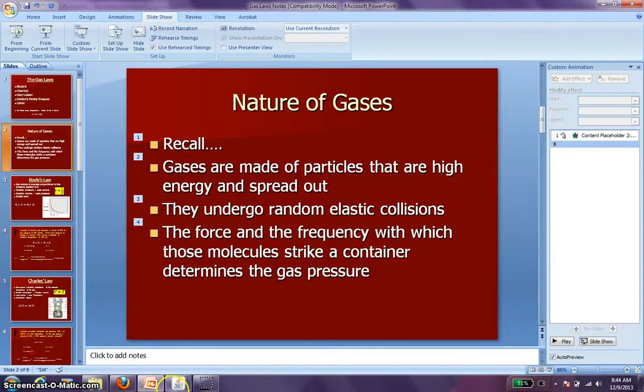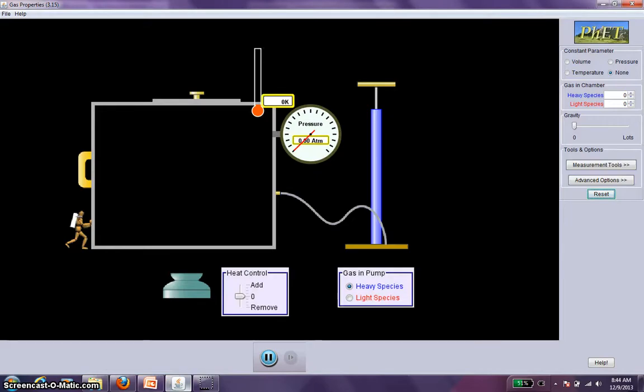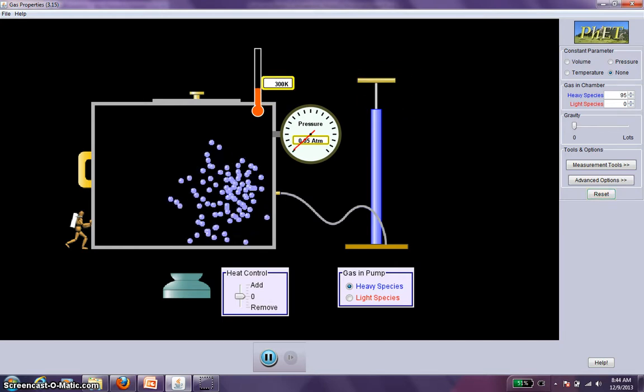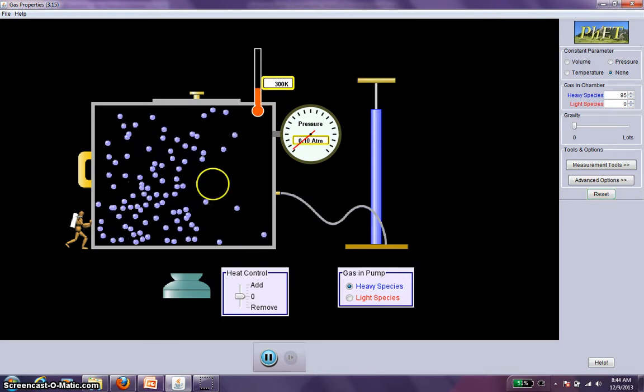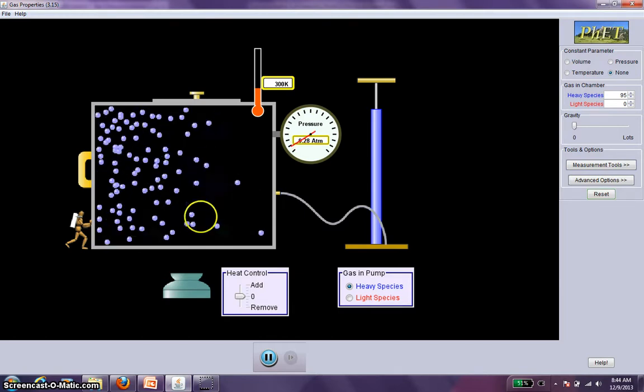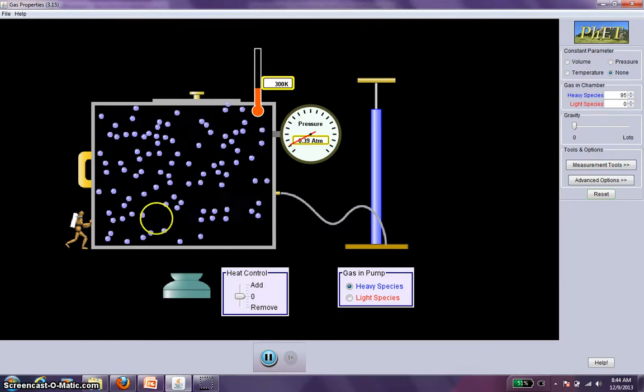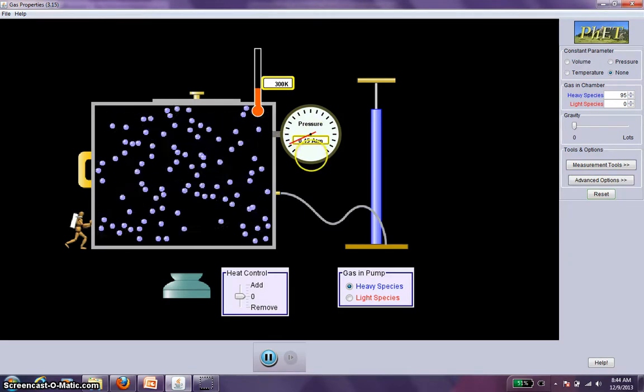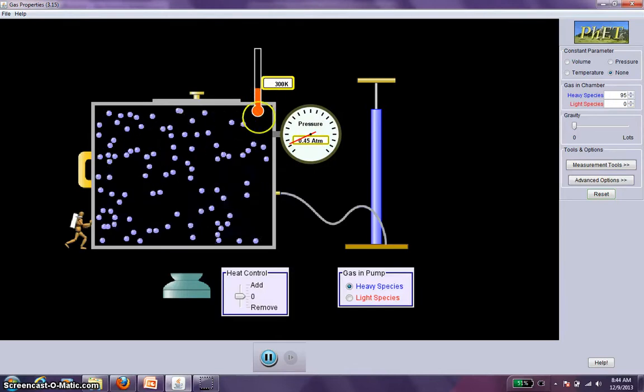So let's just go ahead and look at a simulation that helps us to sort of visualize these things. So I have a container of a specific volume here. I have a thermometer to measure temperature, and I have a pressure gauge. So right now the pressure is 0 and the temperature is 0 because there's no gas molecules in here. It's a vacuum. So let's go ahead and just add some gas to it. And as I do, we can see that now these particles are randomly bouncing around. They are striking the side of the container, so I have some pressure, but also I have some temperature.